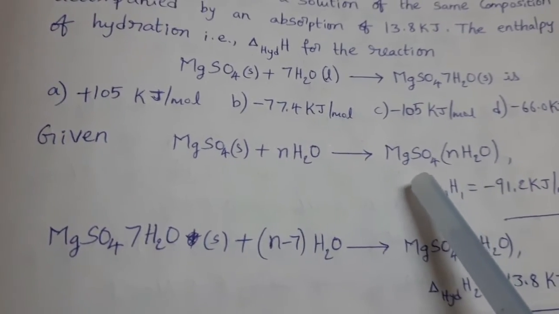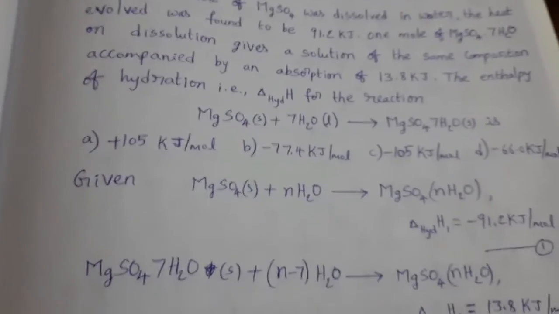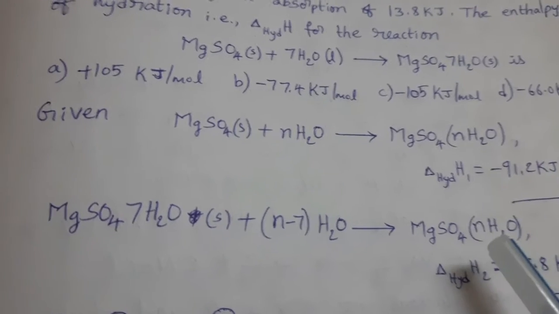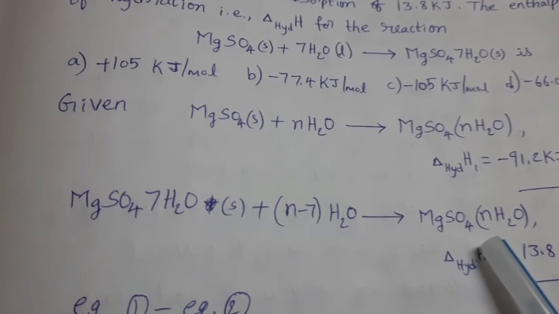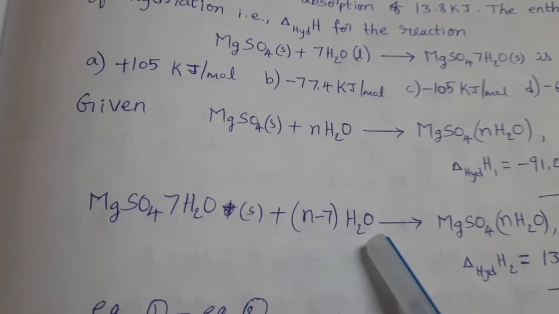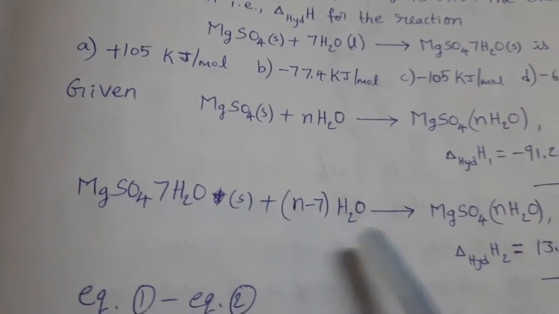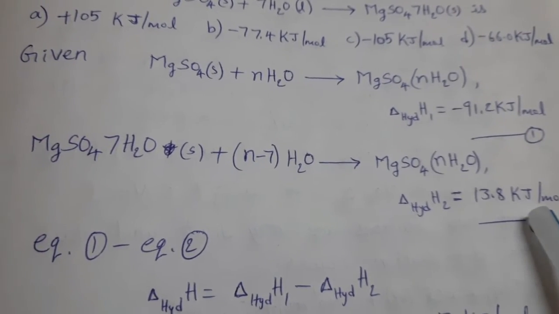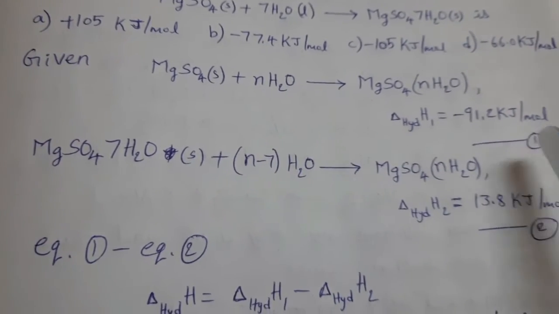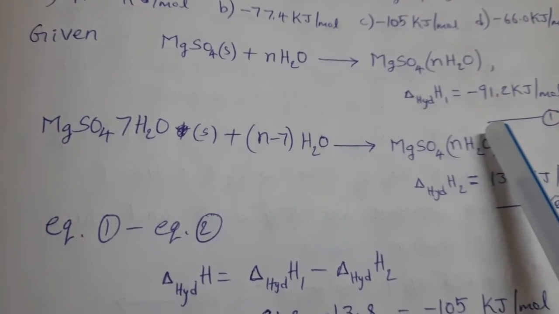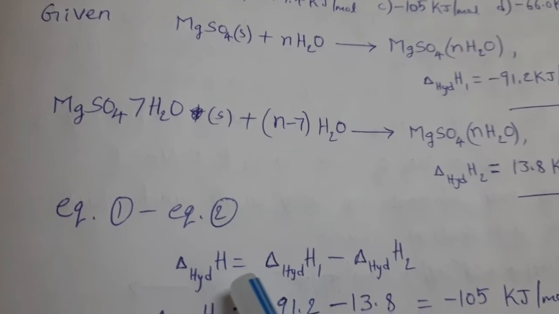So first case, what is the composition? MgSO4·nH2O. So in order to get this same composition, we have to take n minus 7 water molecules in this reaction. Here, this much amount of heat energy is absorbed. Now, this is equation 1, equation 2. By subtracting equation 2 from equation 1, we can get our required answer.